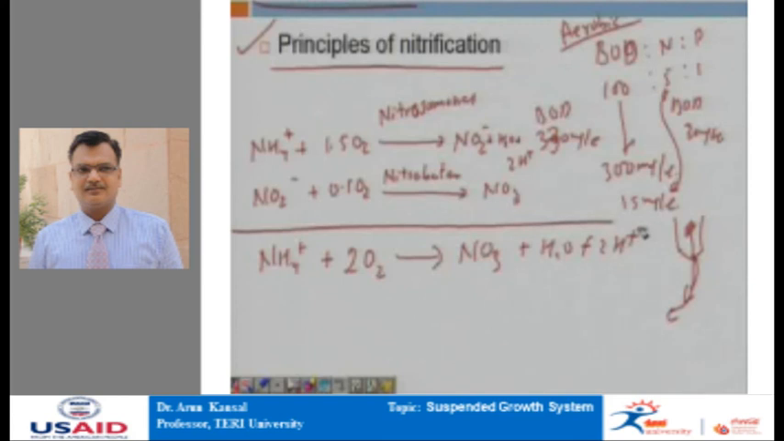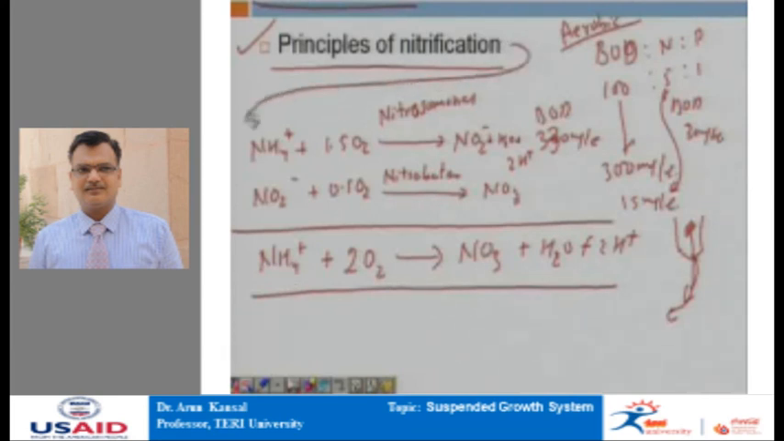So, this total process of conversion of ammonia into nitrate is known as nitrification, which is achieved by two sets of autotrophic organisms, Nitrosomonas and Nitrobacter. However, the process of nitrification is a slow process as compared to the process of degradation of organic matter. Nitrification is a much slower process.